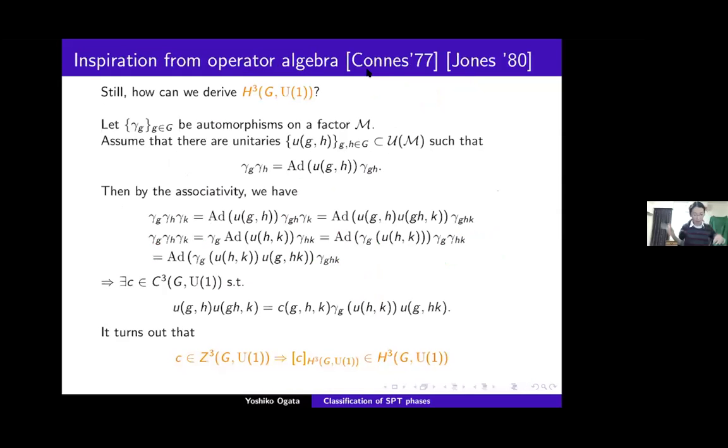Oh my God, I don't have any time actually. Sorry. So still we have to find some third cohomology class somewhere. In one dimension, the second cohomology class came from a projective representation. And in two dimensions, how can we find a third cohomology class? The inspiration came from operator algebra business on group actions, and there they naturally find a third cohomology class. So let me explain what it is.